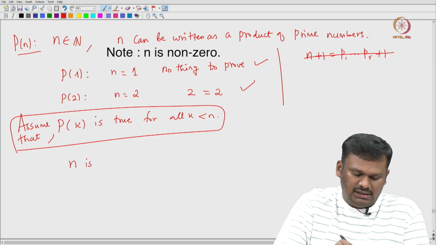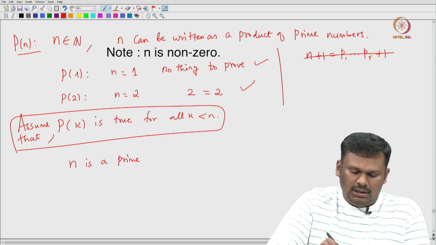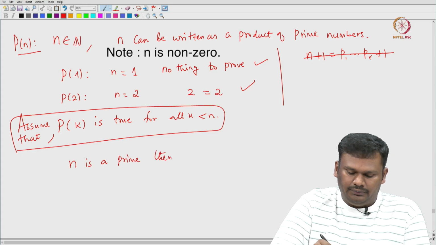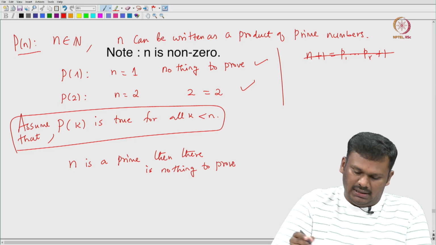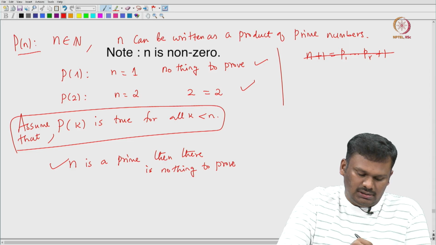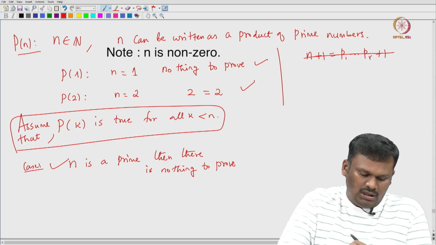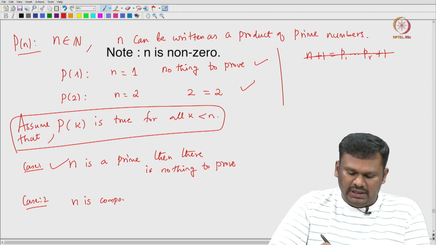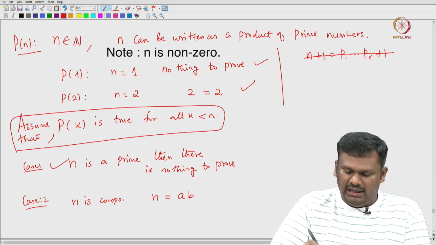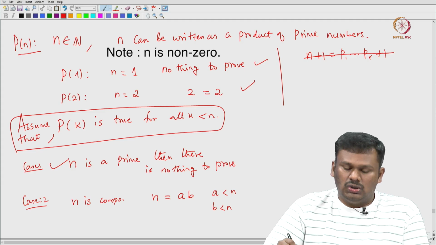So, if n is a prime, then again there is nothing to prove, because you can write it as n equal to n. So, now this case is done. This is case 1. Now, case 2 is what if n is composite. Then n can be written as some a times b, where a is less than n and b is less than n. So, now what can we do?